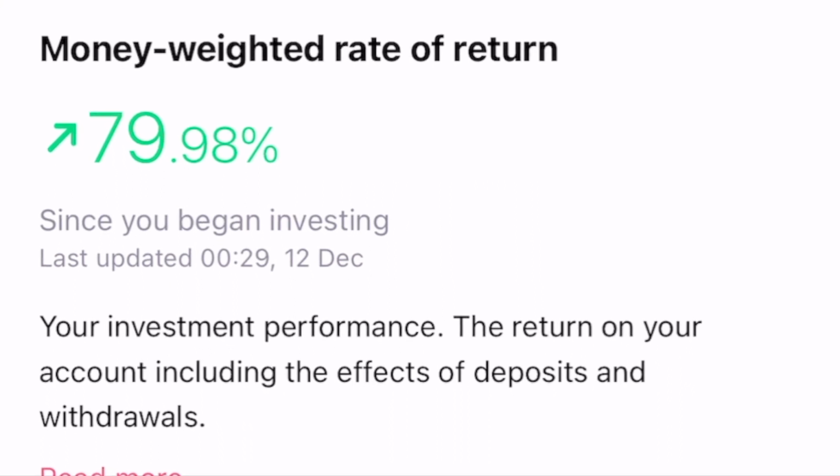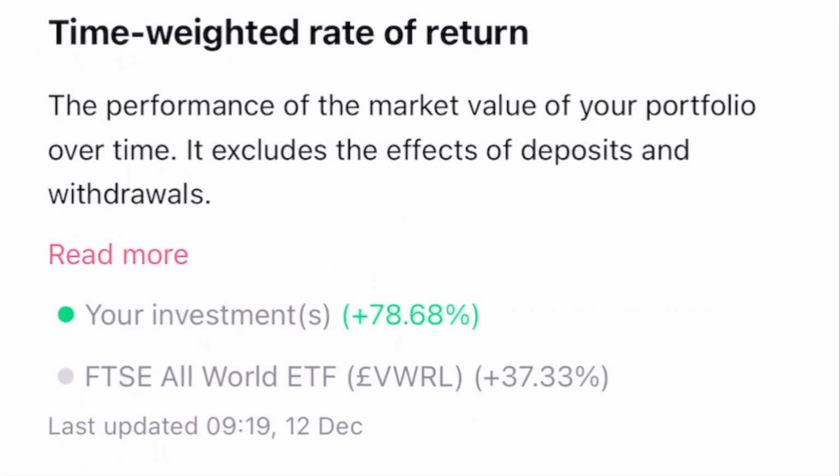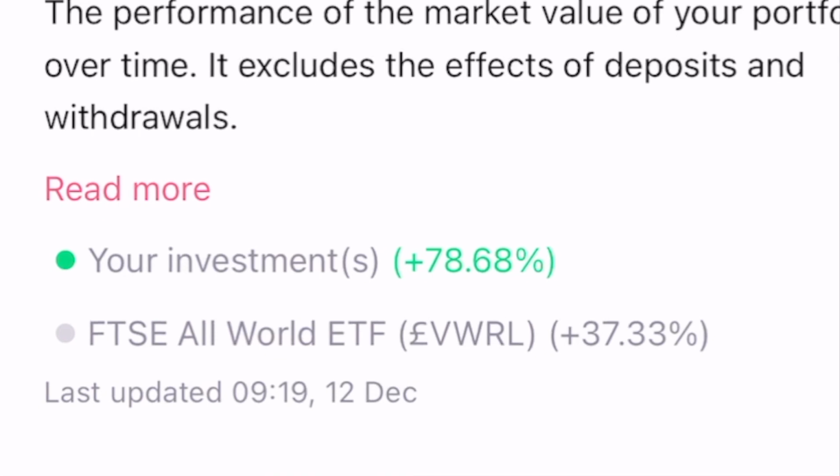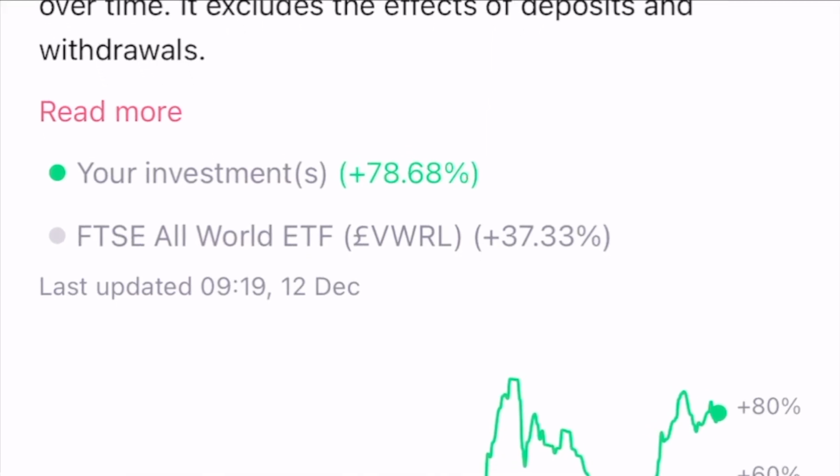This is the amazing one. 80% money weighted rate of return, time weighted rate of return, 78.68%. That is just crazy. That's mind-boggling. So much money. The rest of the world did 37%. I did about twice as good. But again, you know, you have good years, you have bad years. This is part of it. So those are the insights. Next up, we got the Discover page, not Instagram this time.